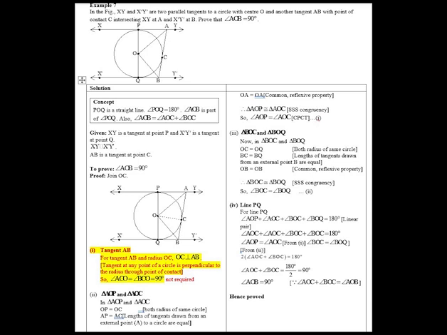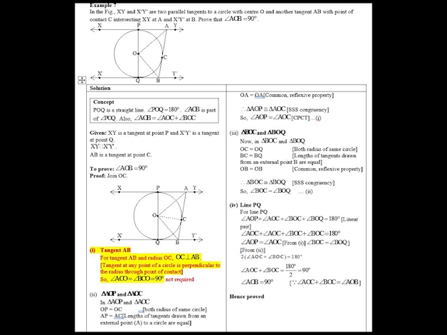In triangle BOC and triangle BOQ, OC is equal to OQ. Both are radii of the same circle. BC is equal to BQ. Lengths of the tangents drawn from an external point to a circle are equal. OB is common. Therefore, triangle BOC is congruent to triangle BOQ by SSS congruency. So, angle BOC is equal to angle BOQ.